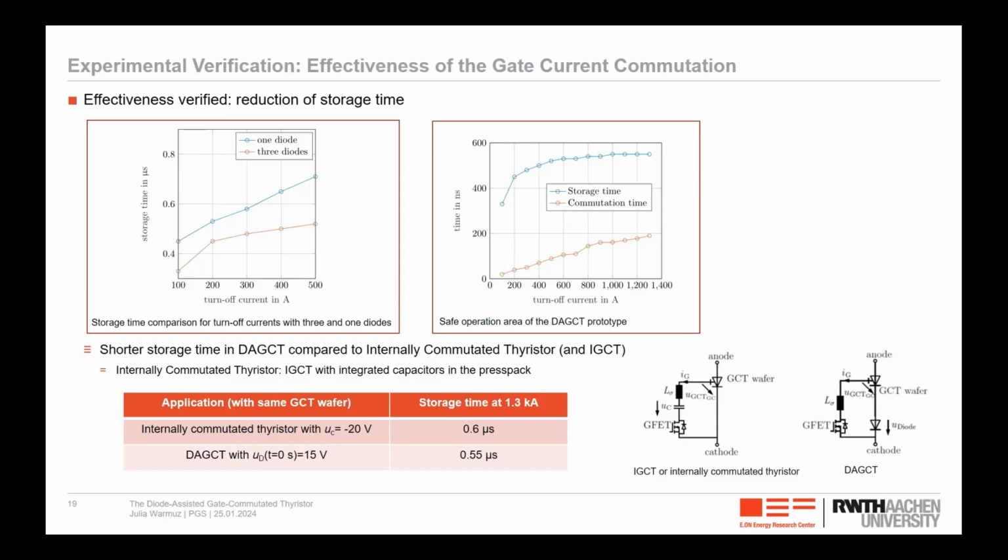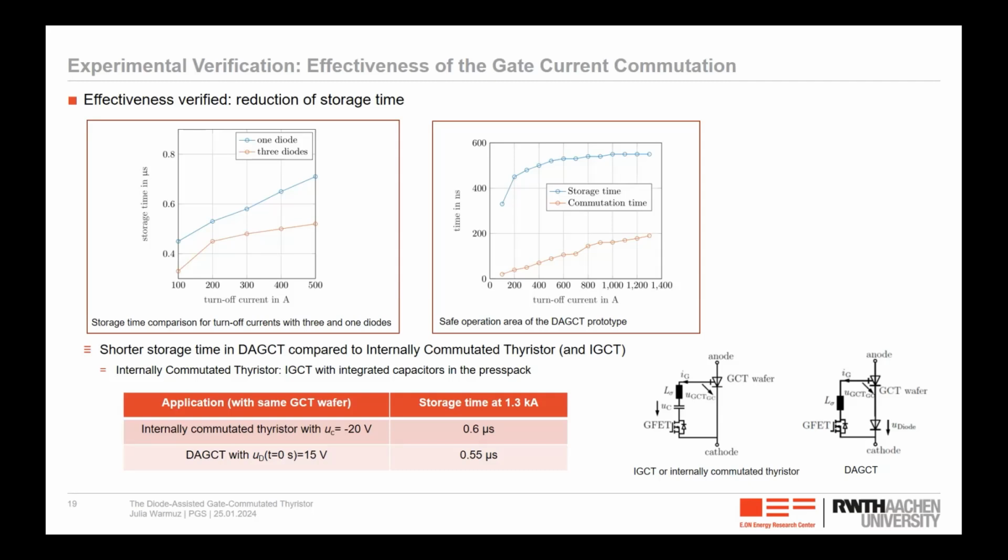Here you see the measurements of the storage time now for 3 diodes for different current levels. The storage time also depends on the turn-off current. Of course, the higher the current, the less effective the gate current commutation. But we can see that it's definitely dependent on these factors.